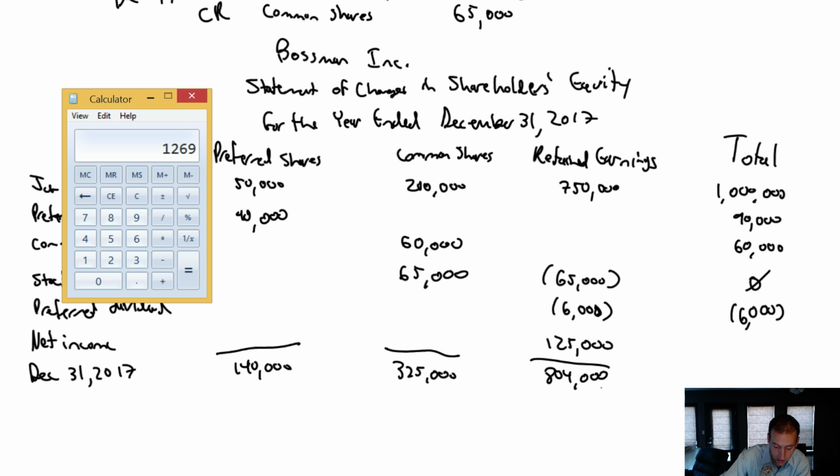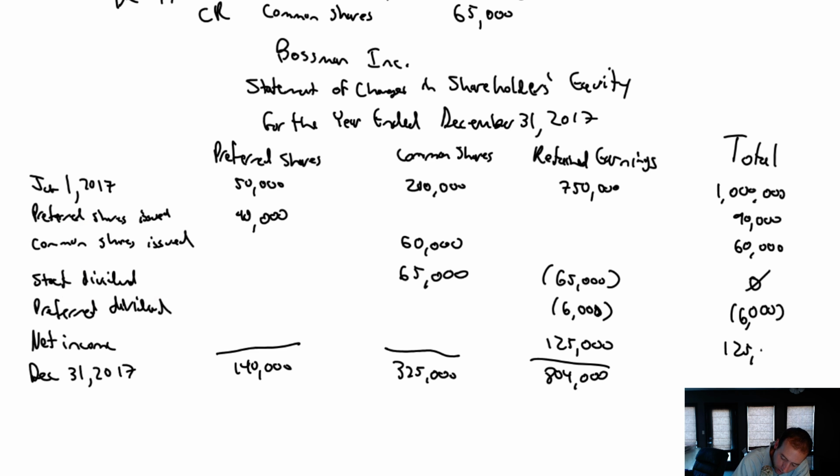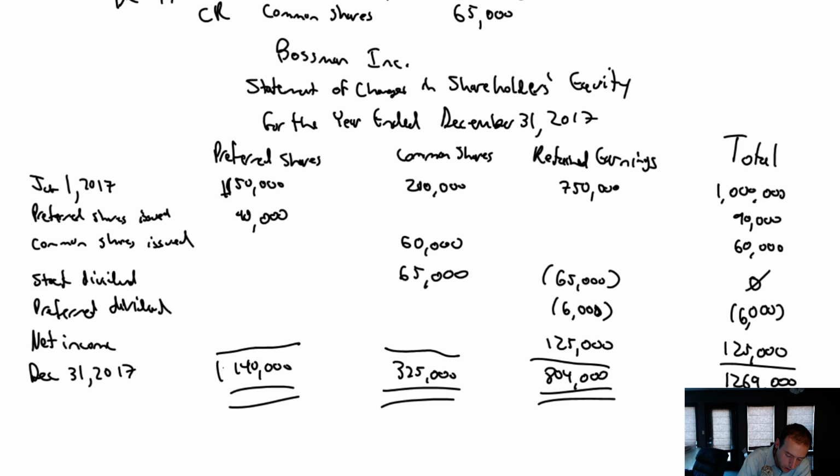I'm also going to add it down just to make sure. So 1269, keep that number in your mind. I'll add down 1 million plus 90 plus 60 minus 6 plus 125. I missed that 1269. Just got to add that 125 in the total, and our grand total is 1269. Double underline, double underline, double underline, double underline, dollar sign at the top and bottom of each column here. And we have prepared a good statement of changes in shareholders' equity.